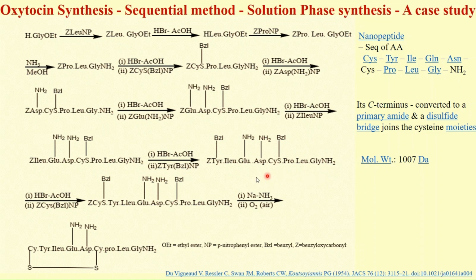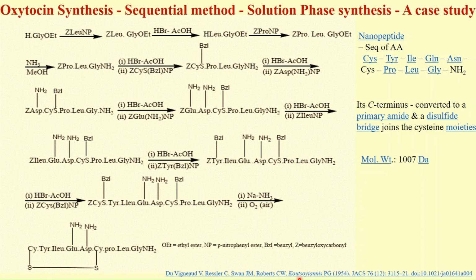which has the protecting group removed by using hydrogen bromide and acetic acid and is treated with N-protected cysteine. Later on, this is treated with sodium in liquid ammonia and oxidized, where the sulfurs in the cysteines are oxidized to form a disulfide bond. This is how oxytocin has been prepared in the laboratory.